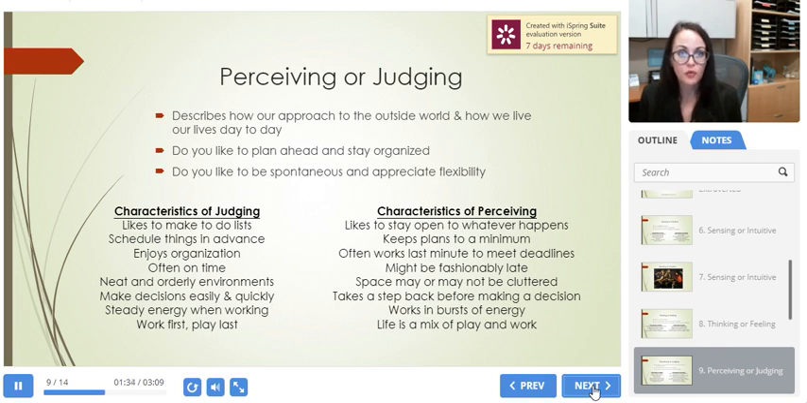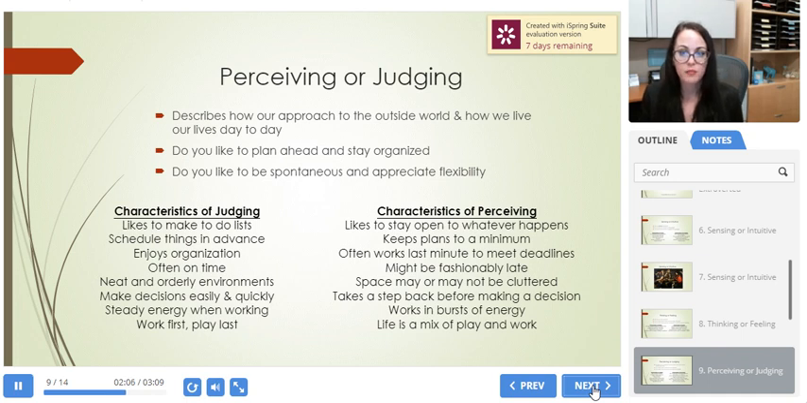They can make decisions quickly, which in some cases can be helpful when a decision needs to be made and you can't be wishy-washy. But sometimes you need to consider all perspectives, everything around you, and then take your time in making a decision. So it does have its strengths and weaknesses. They also work with steady energy, and they kind of live by the motto, I need to work first and play last. Once all my work is done, then I can enjoy my free time.